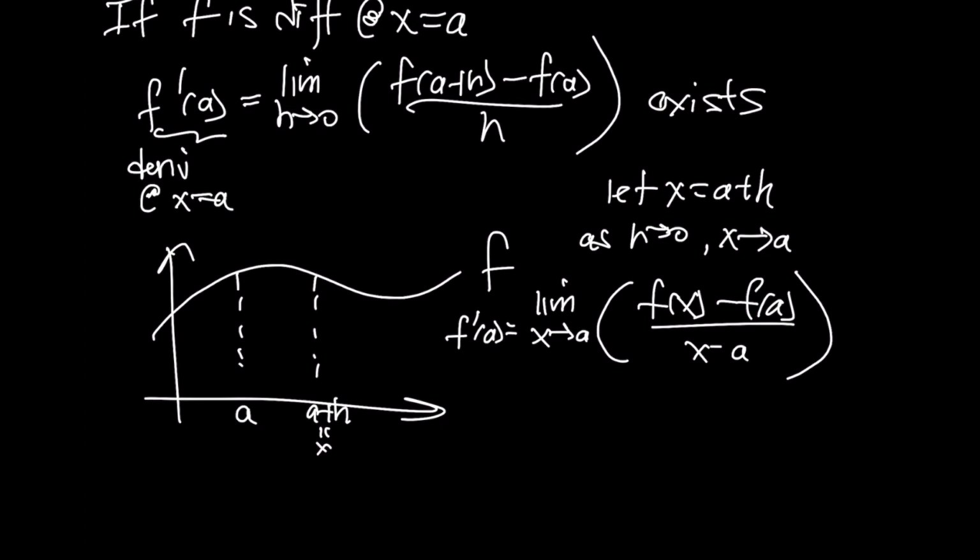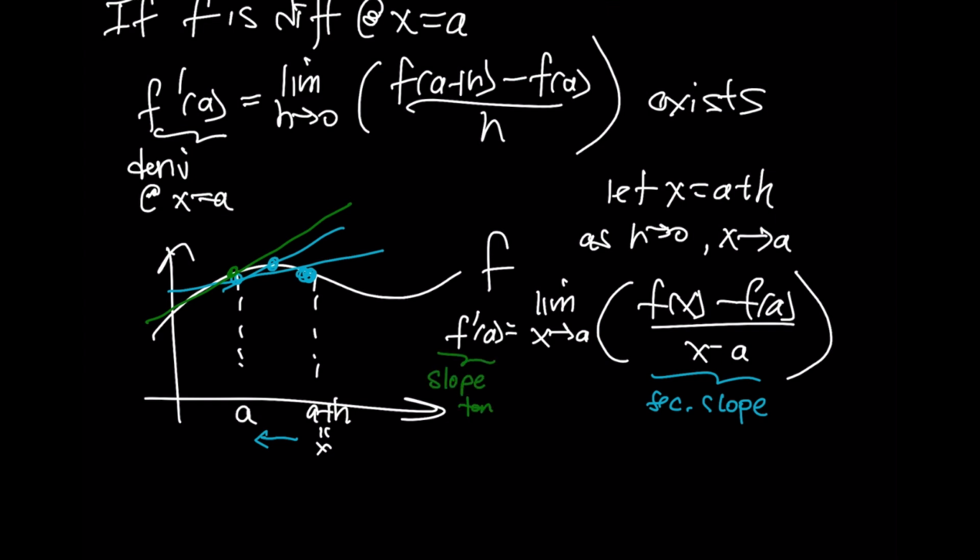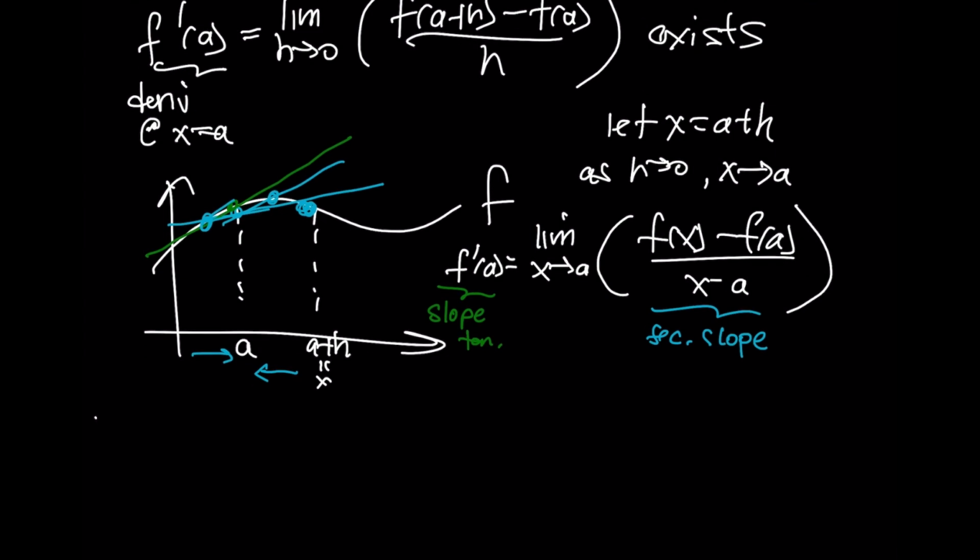Remember, there's a geometric interpretation. So this is the secant slope between the points x and a. As you move closer to the location a, those secant lines should approach this tangent line. The slope of the secant line should then give you the slope of the tangent line. Whether you're approaching from one side or the other, the secant lines all converge to the same tangent line.